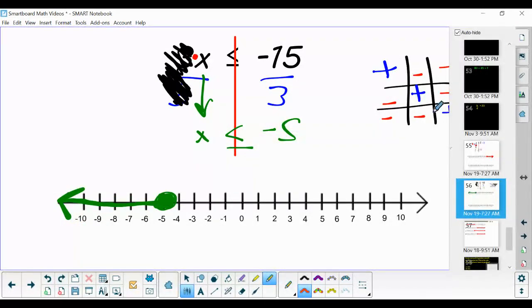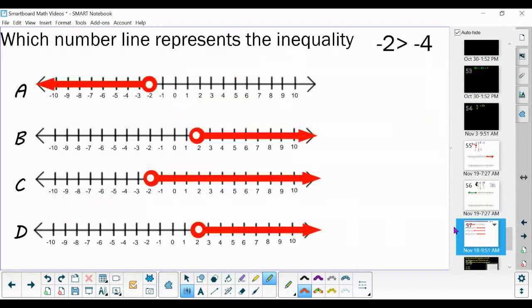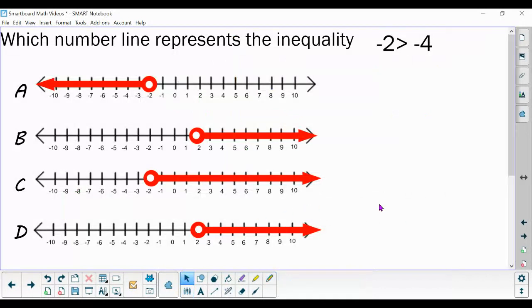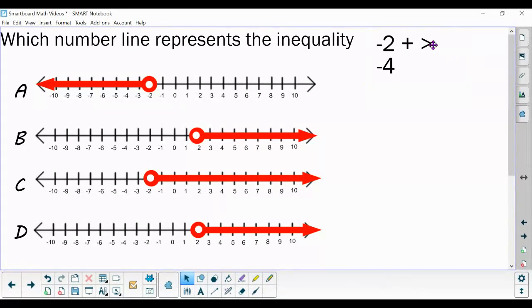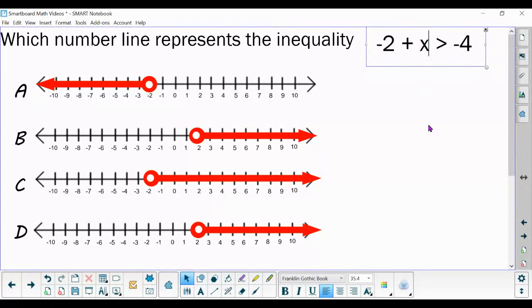All right, let's do one more. But, oh, you know what? I forgot to do something here, but let me fix it. Just give me 1 second. Let's put an X there. Okay.